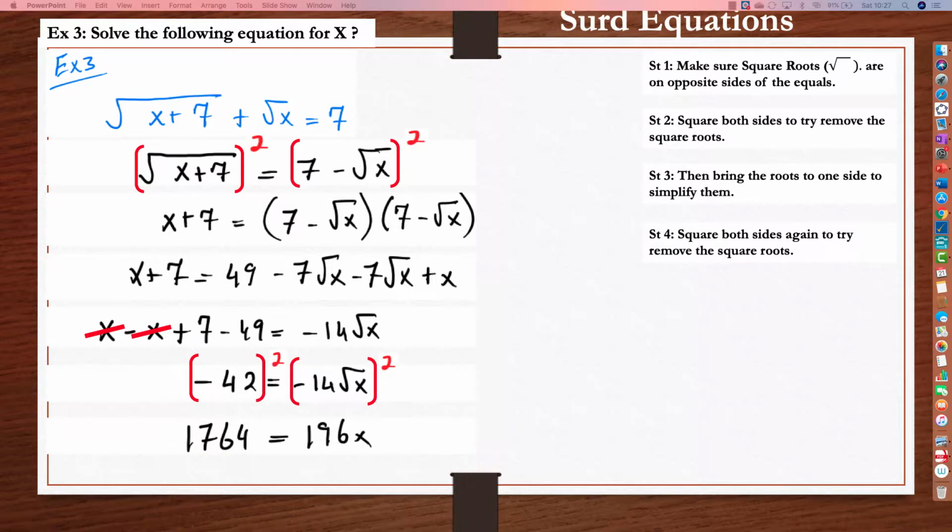Minus 42 squared is 1,764. Minus 14 root x squared is 196, root x squared, and you're left with just x. Divide across by 196 to get x on its own. x is equal to, you can't see it down here, but x is equal to 9.